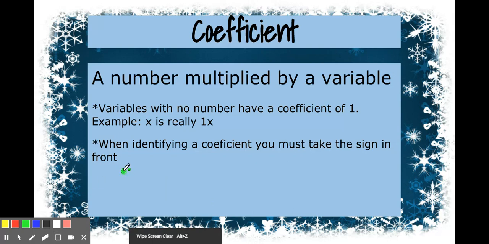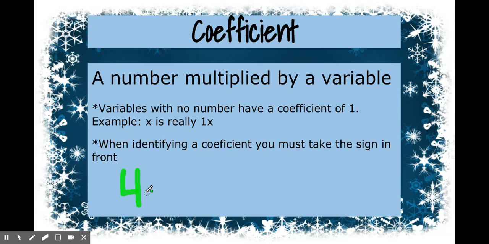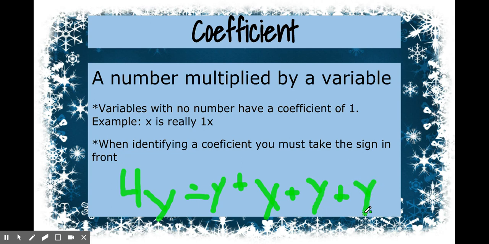If I have, let's say, 4y, what this means is y plus y plus y plus y. Because if we think about it, we know that repeated addition is the same thing as multiplication. So if I have y plus y plus y plus y, that's the same thing as having 4 y's. So I have 4 times y.